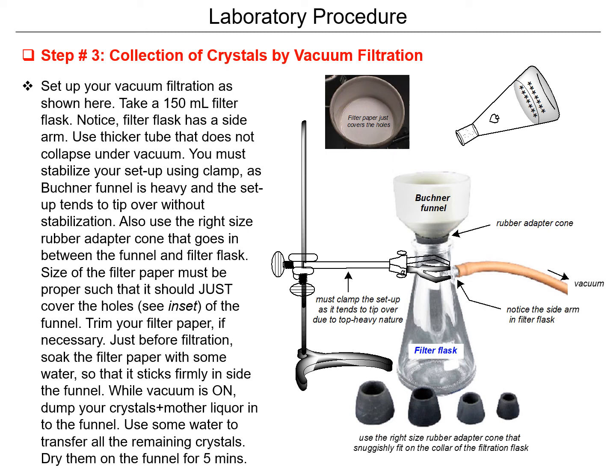And once that vacuum is going, then you're going to take your flask with your dissolved benzoic acid that's just starting to form crystals, and you're slowly going to dump your crystals and what's called the mother liquor. It's an old term. It's basically the filtrate. It's anything that your crystals are coming from. Anytime you see mother liquor, it's the solution your crystals come from. And you're going to pour that into the funnel.